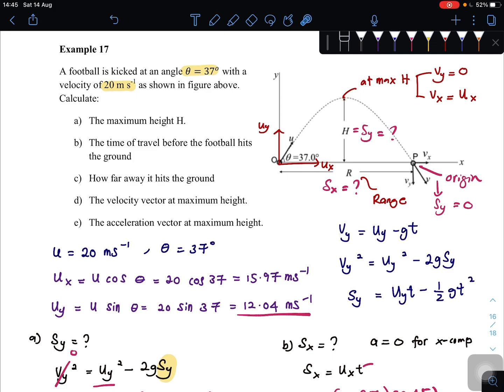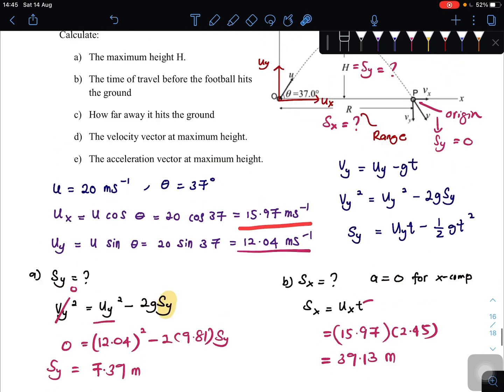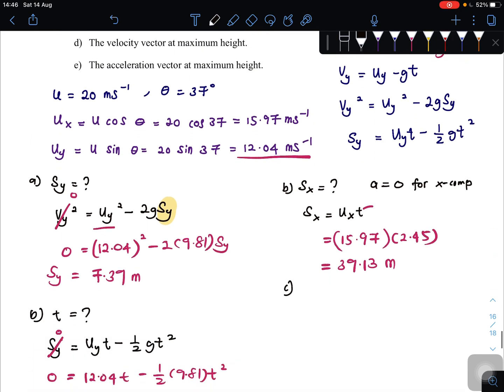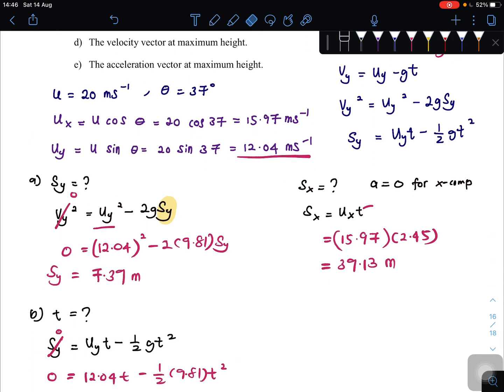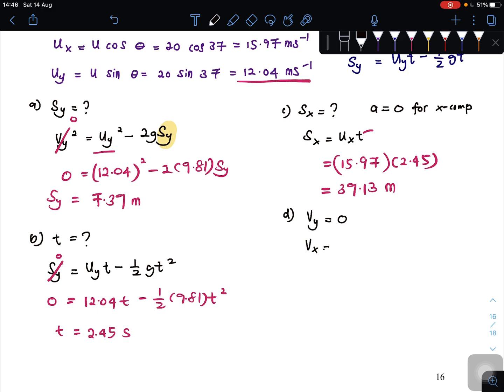Okay, but actually we already said earlier. We know that dekat maximum height, y component adalah kosong, x component adalah sama dengan initial x component. So you don't need to calculate that one. Sorry, so this one is supposed to be D. So this one is C. Now is question D. So Vy, we know is equal to 0. And Vx, we know is equal to Ux, which is 15.97 meter per second.